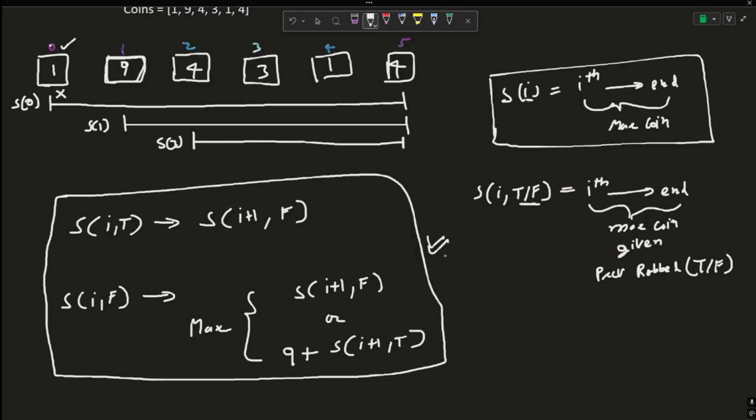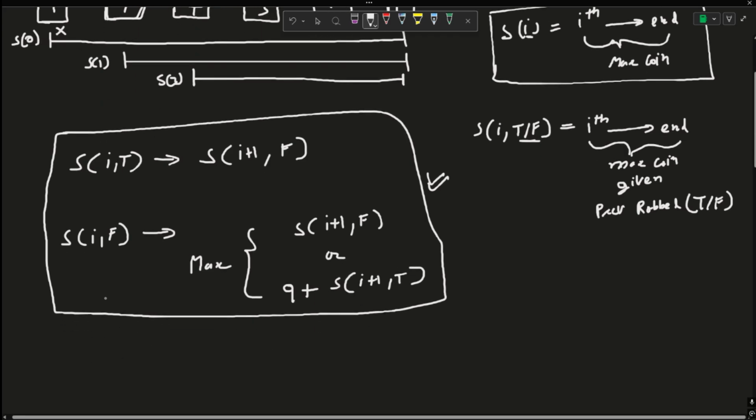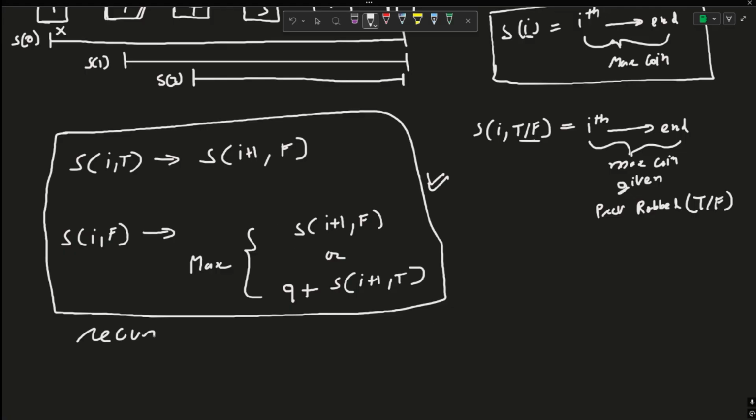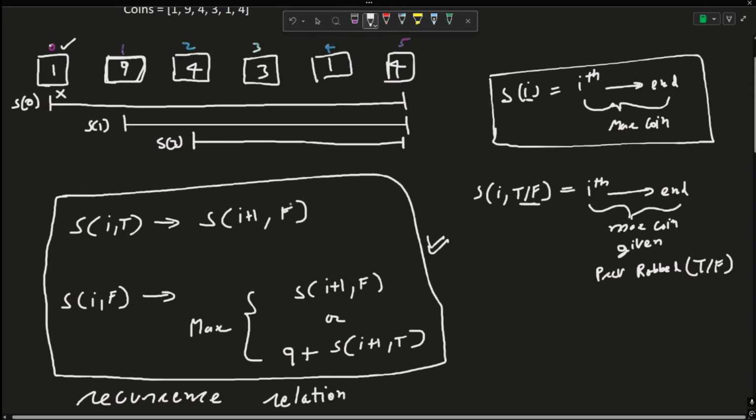When we solve recursion, we have to find the final recurrence. This is called a recurrence relation. What I've written here is called a recurrence relation. Okay, so our main goal is to find this recurrence relation when we solve a recursion problem.